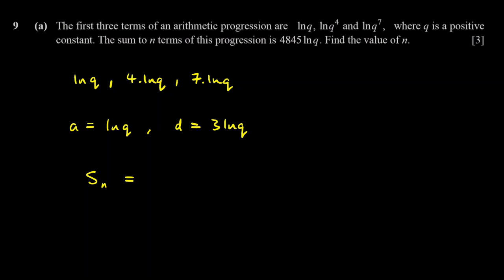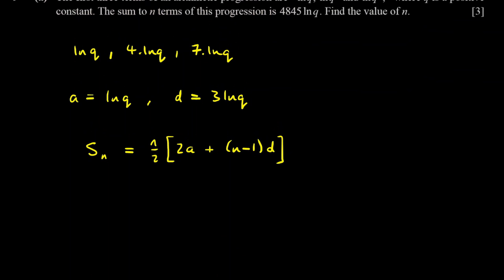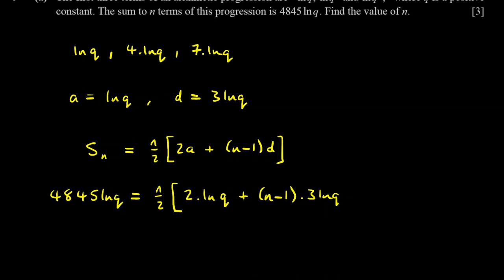The formula for the sum of the first n terms is n/2 bracket 2a plus n minus 1 times d. So what we're saying is the sum of the first n terms is 4845 ln q, and that's going to be equal to n/2 bracket 2a, so 2 times ln q, plus n minus 1 times d, which is 3 ln q.